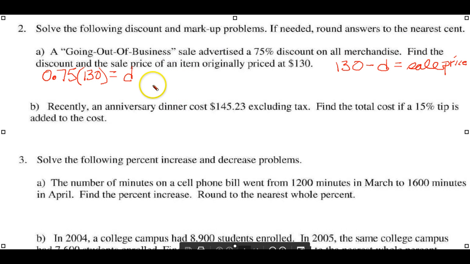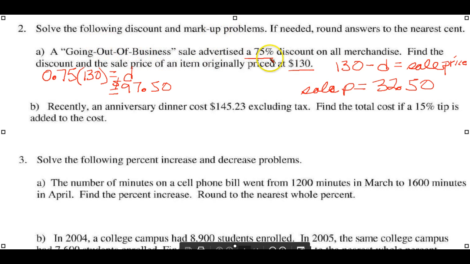Some of these can be done by arithmetic, but we'll set it up in algebra a little bit by using some letters. Here we have a sales price, and there's going to be a 75% discount of the original price. So 75% of the original price gives you the discount, which will be $97.50. Then you take this discount, subtract it from 130, and you get the sales price as $32.50. And that is quite a savings.